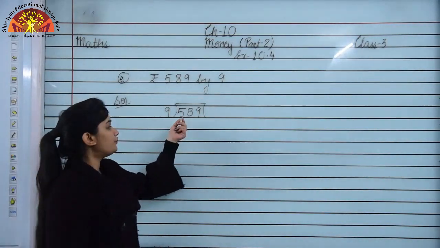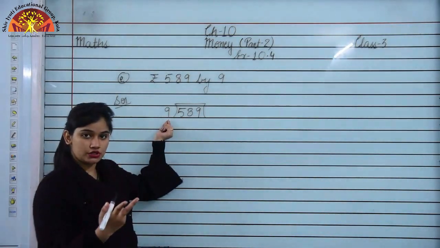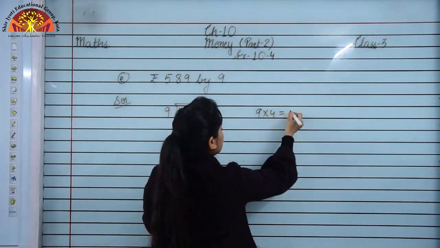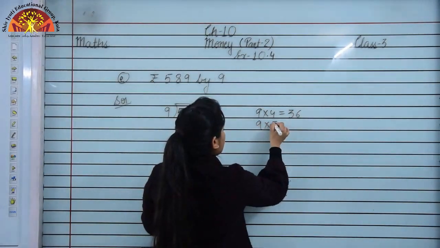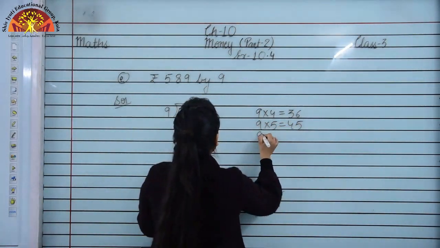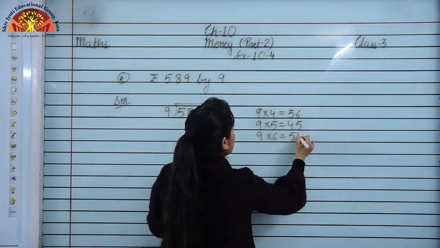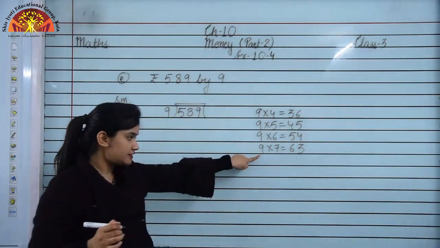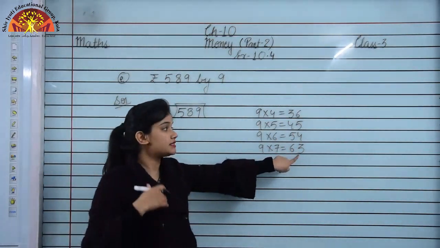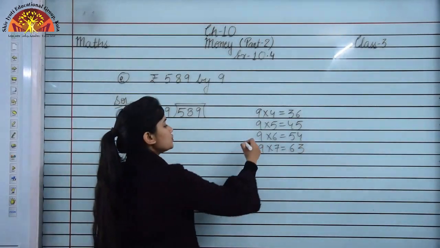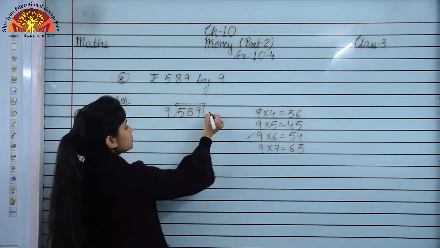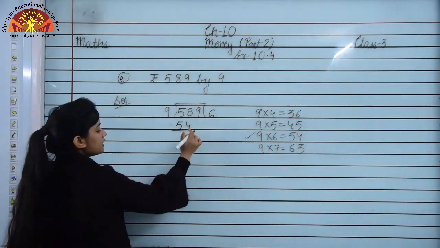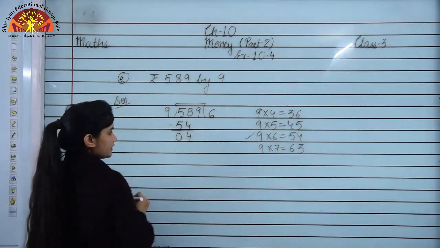So now students, 5 is smaller than 9, so we have to take 2 digits, that is 58. Now as we know, 9 4s are 36, 9 5s are 45, 9 6s are 54 and 9 7s are 63. So now 7 times we are getting 63, that is greater than 58. So we have to take 6 times 54. So we'll write 6 here and 54 here. Now 8 minus 4 is 4, 5 minus 5 is 0.